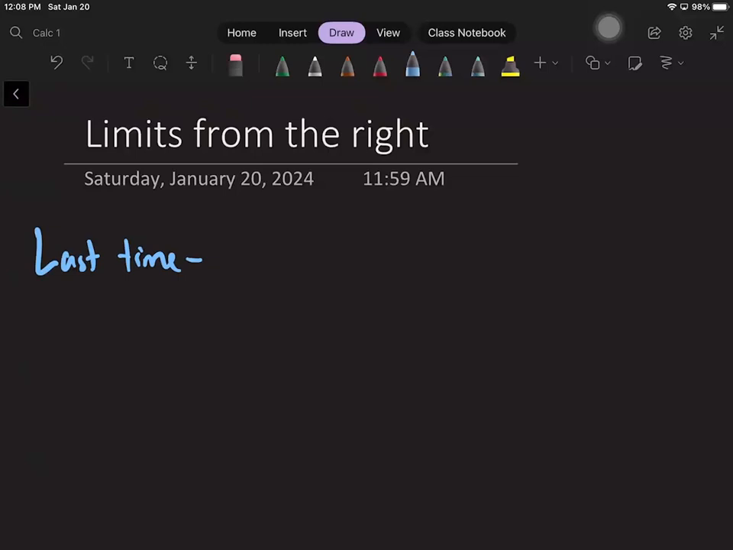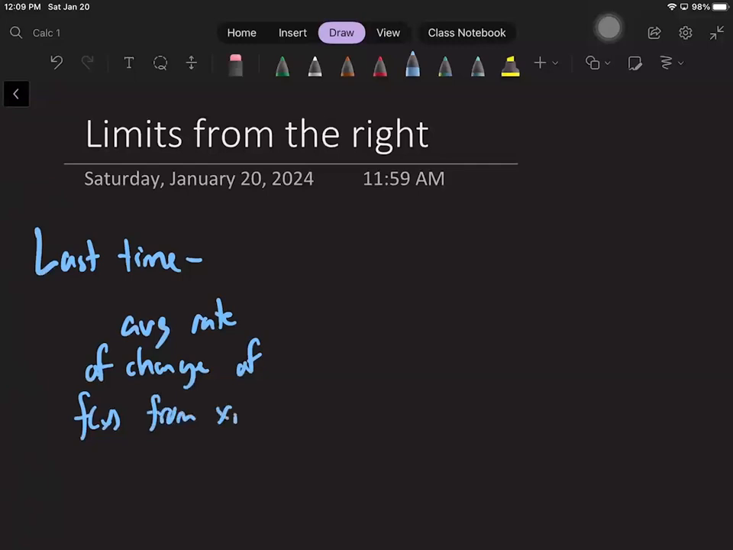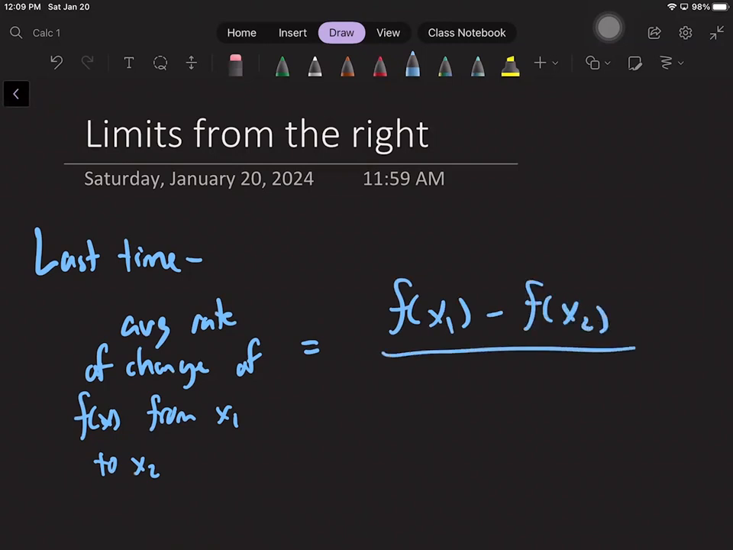So last time we saw that the average rate of change of a function from one x value to another looks very much like the slope of a line. It is the slope of the line between the 2 points that are on that graph of that function. Okay, so that's what we saw last time. It measures the average amount of output change versus input change.